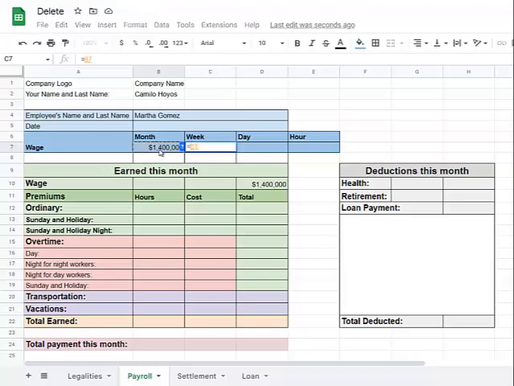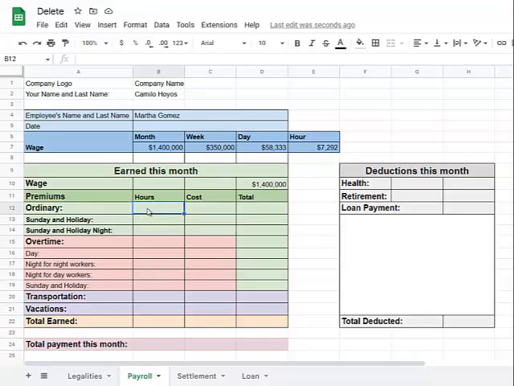Now per week, how to find out per week would be equals what she makes per month divided by 4, because there's four weeks in a month. Now per day, that will be per week, but divided by the number of days we work in a week, which is 6, because we rest 1. And then per hour, it would be daily divided by 8 hours, because we work 8 hours a day on a regular basis, right?